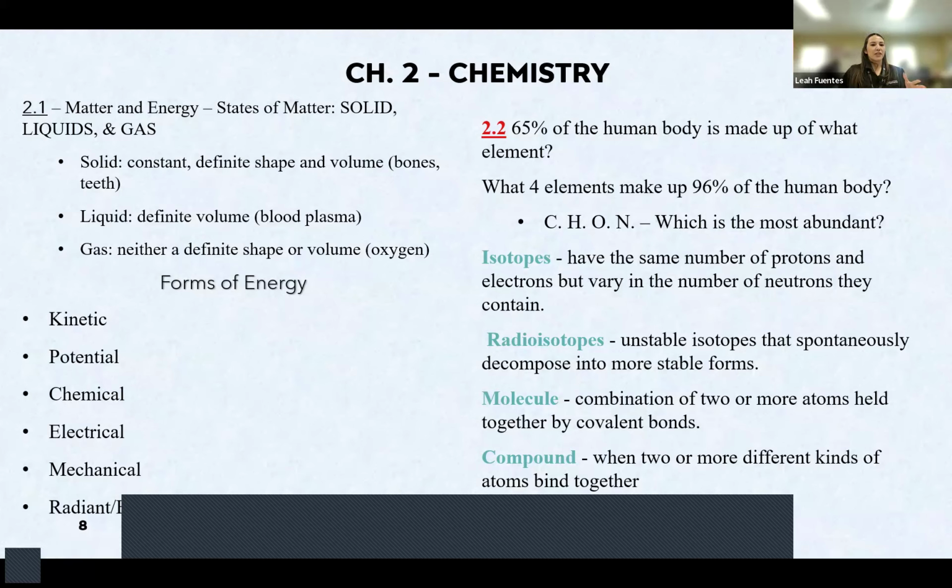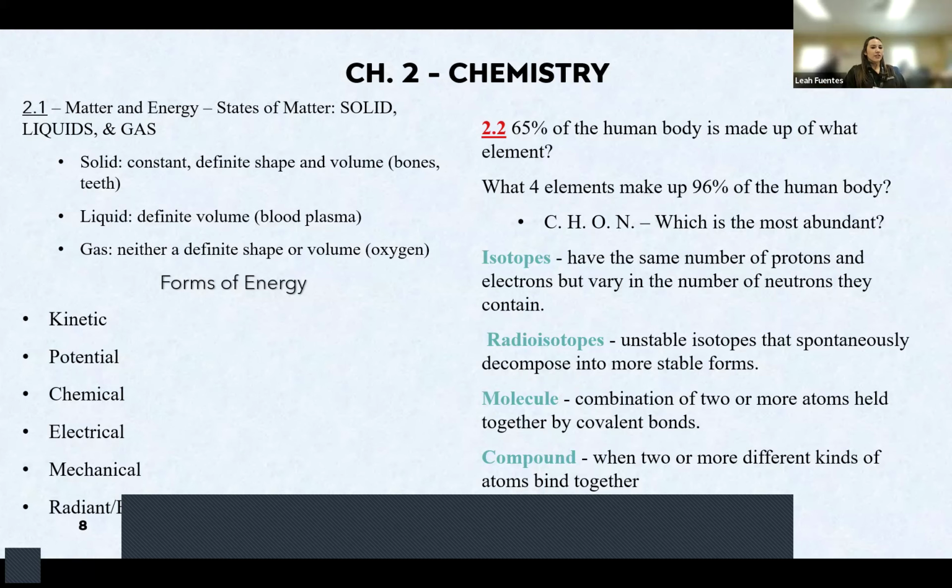So the easy stuff: matter and energy, states of matter. That's what we are. We take up space: solids, liquids, and gas. Solids have a constant, definite shape and volume, like bones and teeth in the body. That's how that relates to anatomy. Liquid has a definite volume, like blood plasma in our body. And gas has neither a definite shape nor volume, and that's oxygen. On the exam, this could possibly be, which of these is a solid found within the human body? Bones.